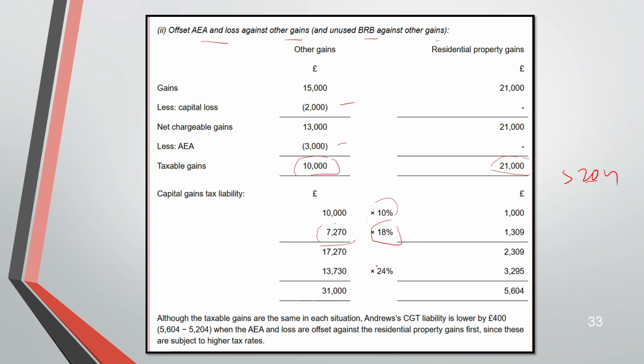And then the balance is at 18%, the lower rate of residential for the basic. And the next, once you go up to this much, basic rate band is unutilized. After that, beyond that, it will be at a higher rate. So higher rate of residential property rate, 24%. When you add, this is 5,604. You see the difference? So the first one was ideal because you are saving more tax. Taxable gain is the same under both.